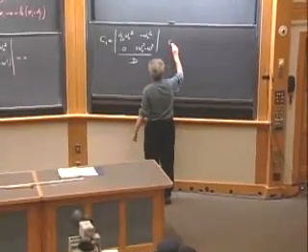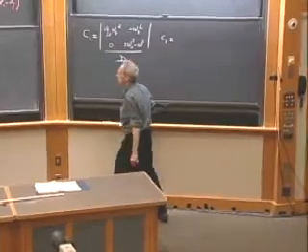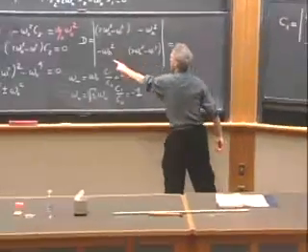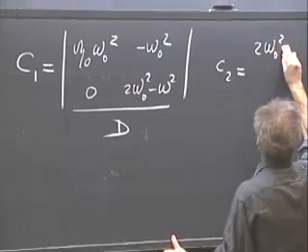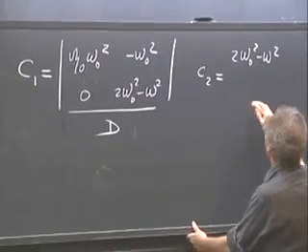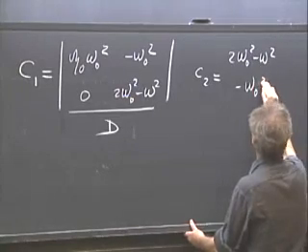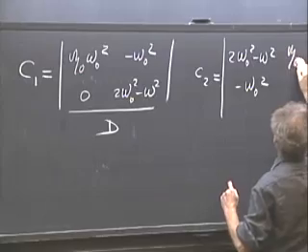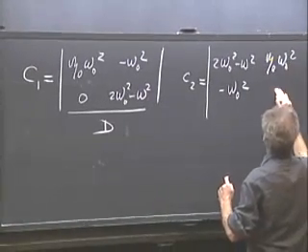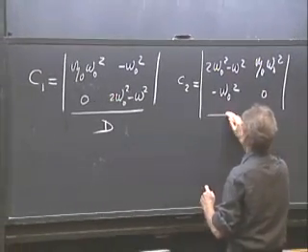And then C2 becomes, so the first column is like this. That is 2 omega 0 squared minus omega squared, minus omega 0 squared. And now the second column becomes eta 0 omega 0 squared and a 0, divided by D.